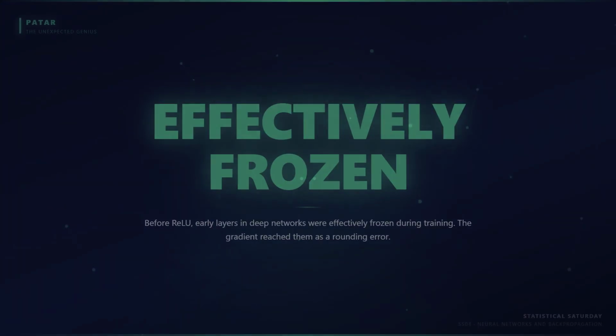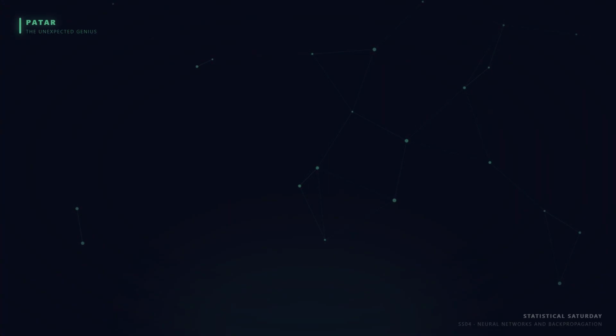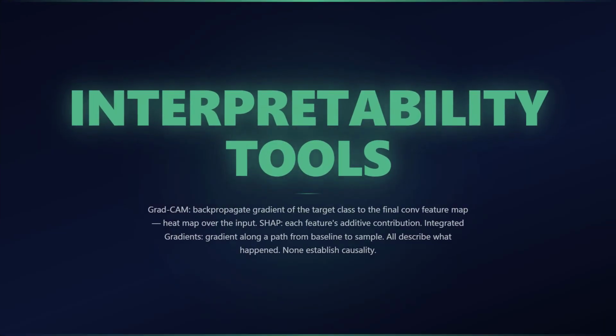The gradient propagates unchanged. So before ReLU, early layers were basically frozen during training? Effectively, the gradient reached them as a rounding error. And that was just accepted for years? It was described as a fundamental limitation of deep networks. Then, someone replaced sigmoid with a max function, and it stopped being a limitation.